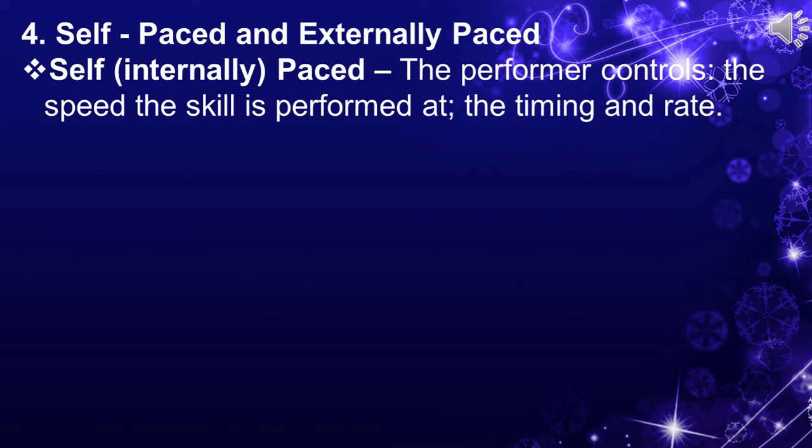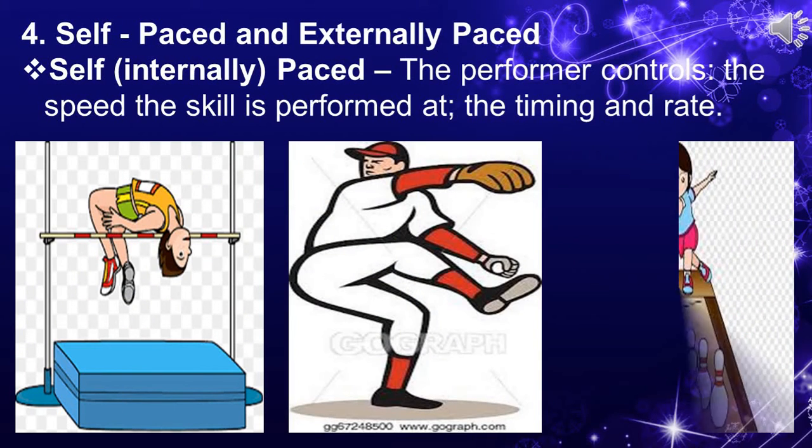Number 4. Self-paced and externally paced. Self-paced: the performer controls the speed the skill is performed at, the timing and rate. Examples of self-paced skills are high jump, pitching and bowling.